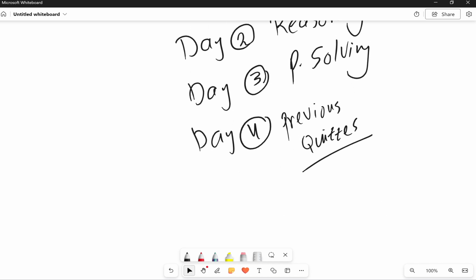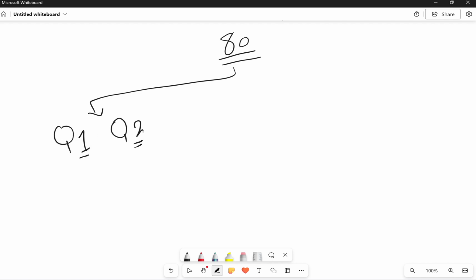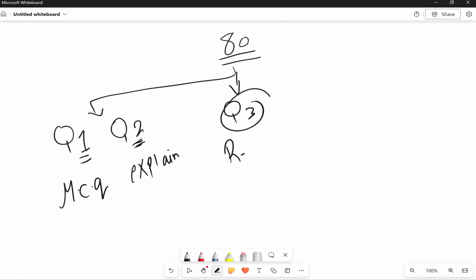Our exam will be divided into many parts. The first part will be knowledge. The exam is out of 80 marks. Out of 80 we have question 1 and question 2. Question 1 will be multiple choice, and question 2 will be different questions focusing on explanation. Then we have question 3, which is reasoning questions, and then question 4, which is problem solving.